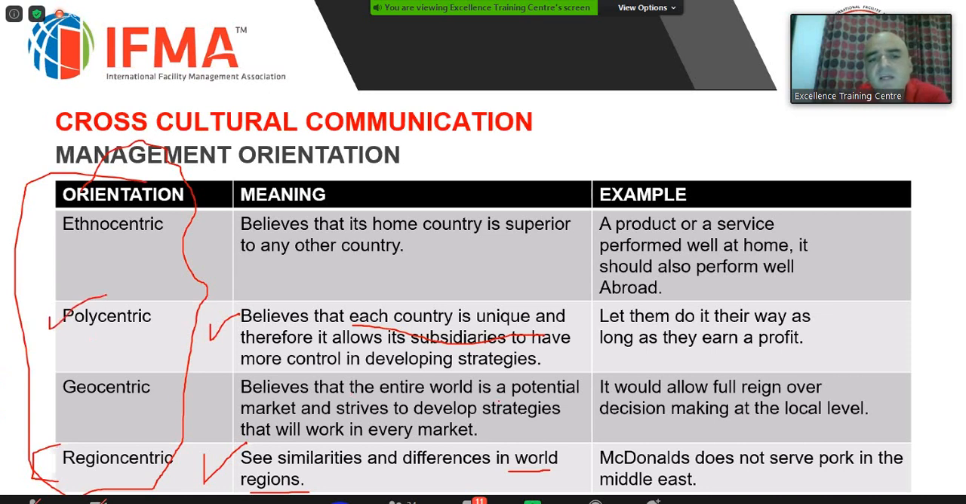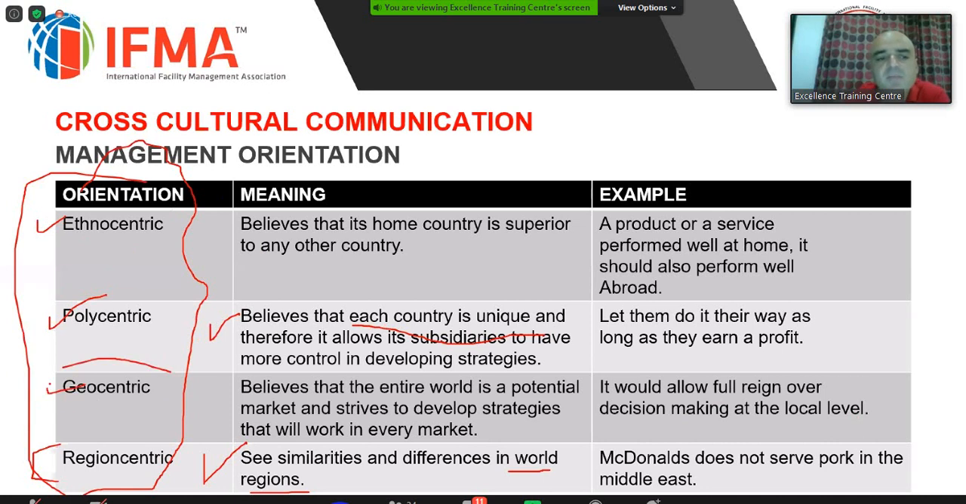Geocentric believes that the entire world is a potential market and strives to develop strategies that will work in every market. So it allows full reign over decision making at the local level. So this is the difference between the different organizations and how they look at it. Ethnocentric focuses on the mother country, polycentric believes that each country is unique. Geocentric means that the world is one oyster.